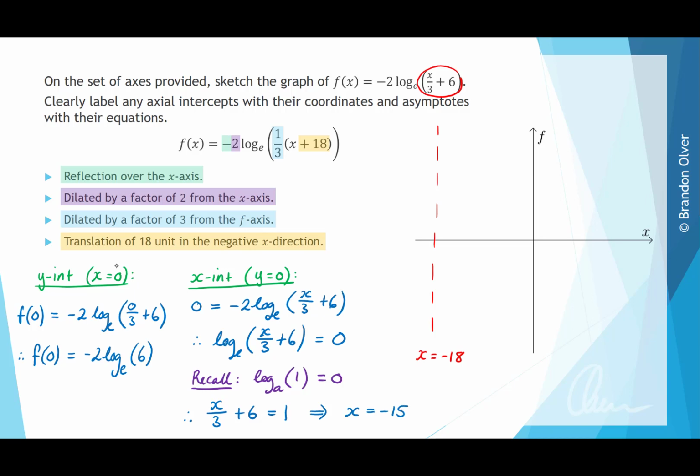So now that we have our x and y intercepts and we know the transformations that have occurred, we can now put a graph onto our set of axes. So instead of our log graph looking like this, we know that it's been reflected over the x-axis. So our log graph is going to instead look like this, where the x-intercept here occurred at -15, 0 as a coordinate, and this y-intercept was at x is 0, y is equal to -2 log e of 6. So that's the graph of f of x in this question.